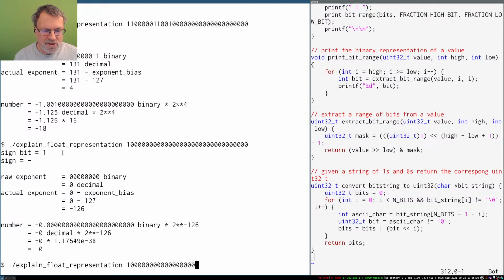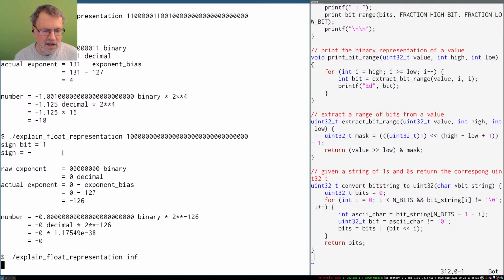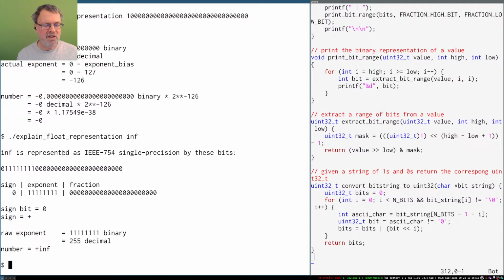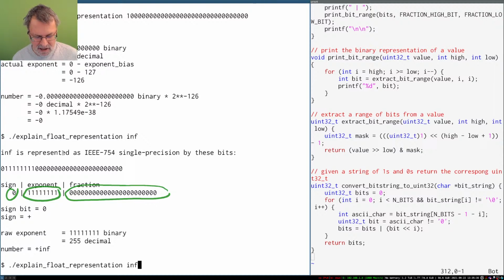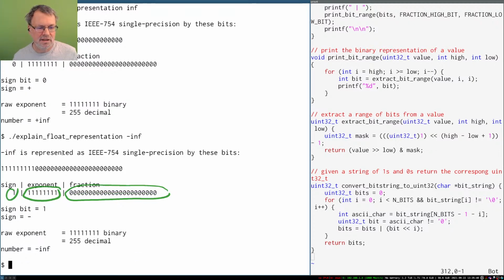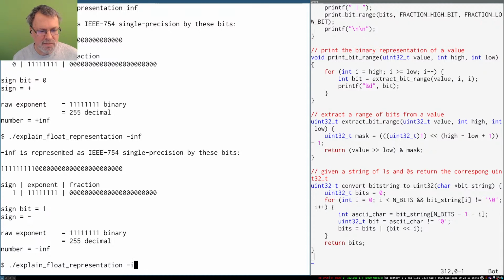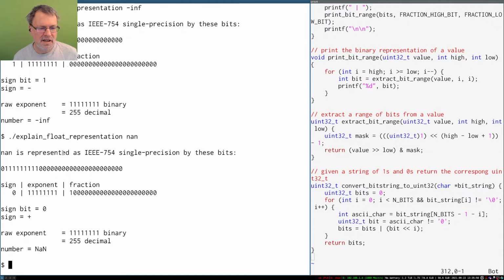Suppose we want to find out how positive infinity is represented. Tuck it into the program and it will show the bit pattern there for positive infinity. How do we recognize positive infinity? Sign of zero, exponent of all ones, fraction of all zeros. That's how positive infinity gets represented. How does negative infinity get represented? Same, but a 1 there. How does not a number get represented?